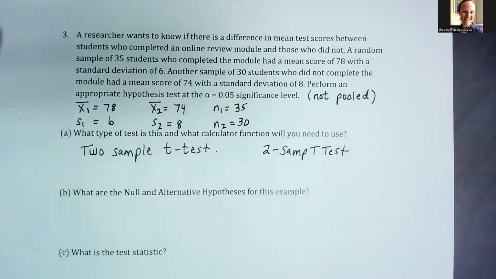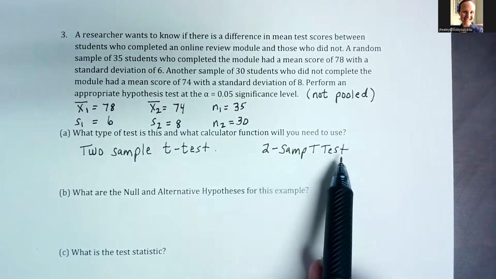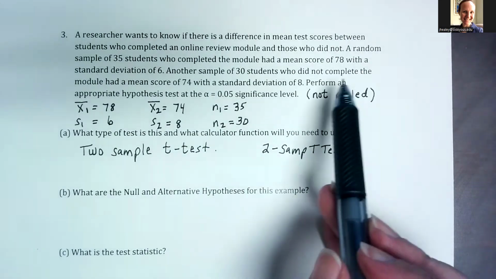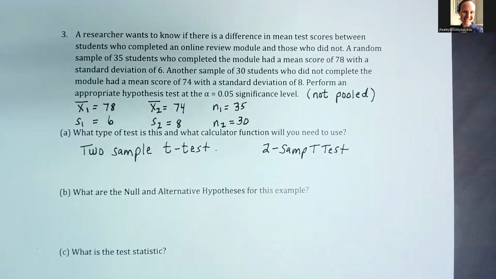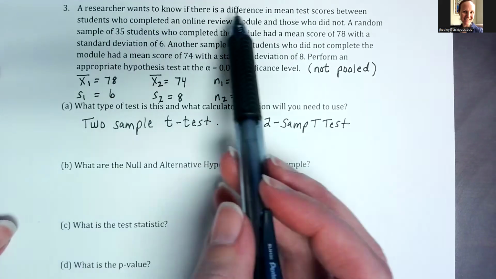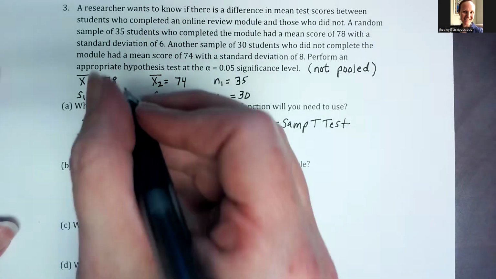So with that information and knowing it's going to be a two sample t-test, we're going to be able to enter all the things into the calculator, and we'll make sure that we hit no when it asks for pooled or not pooled. What are the null and alternative hypotheses for this example? We're going to see, does it say anything about higher or lower? It just says a difference in the means.